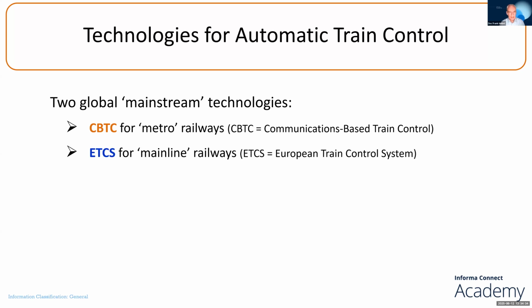The other technology is called ETCS. And ETCS stands for the European Train Control System. And this is a technology that is more for mainline railways. Now, what's the differentiation between a metro railway and a mainline railway? A mainline railway is something that connects different cities. That's a mainline railway.